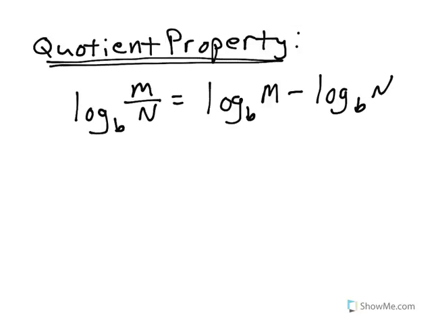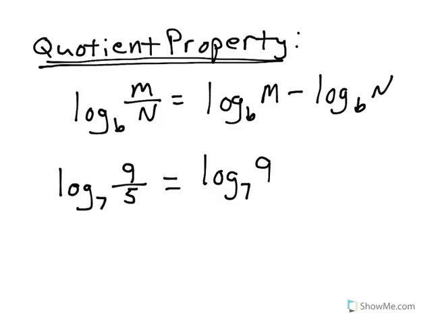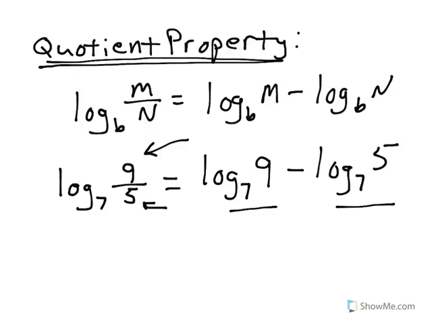The quotient property of logarithms states that log base b of m divided by n equals log base b of m minus log base b of n. For example, if we have log base 7 of 9/5, that will equal log base 7 of 9, the numerator, minus log base 7 of 5, the denominator. Always numerator first, denominator second.